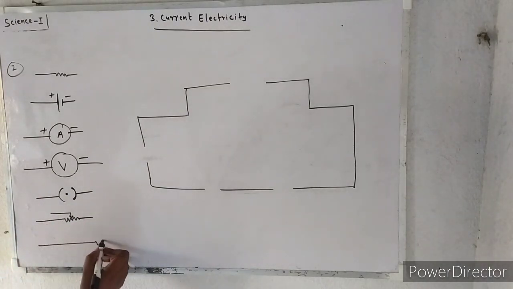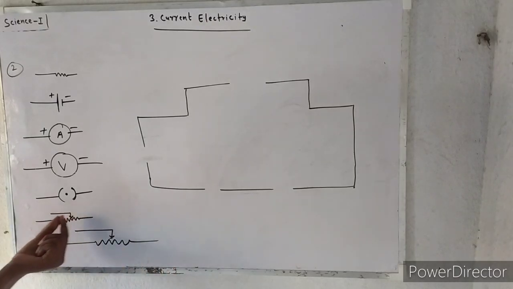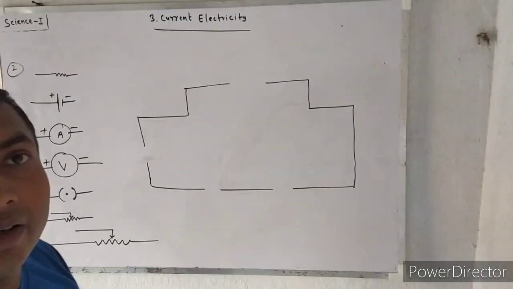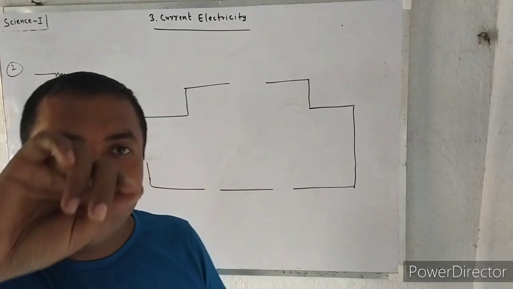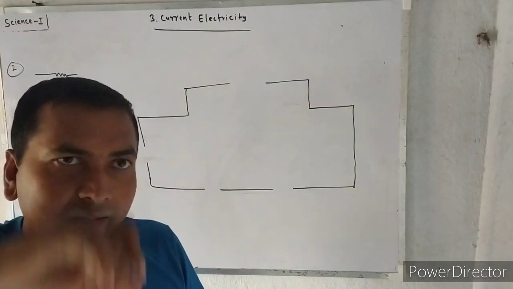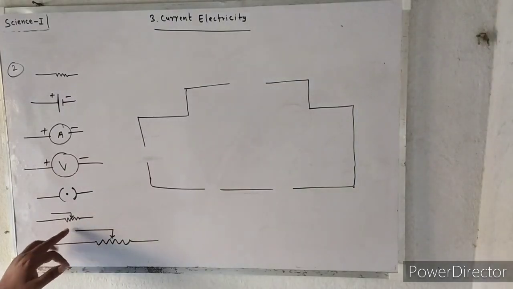This is the variable resistor. What is a variable resistor? We can change the value of resistance through a knob. Actually, there is one knob. If you move that, the value of resistance will vary. That's why this is called variable resistance.